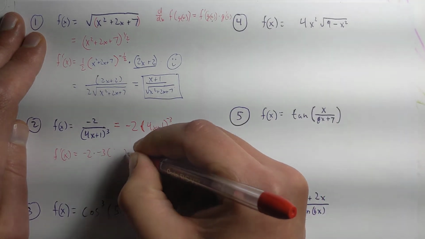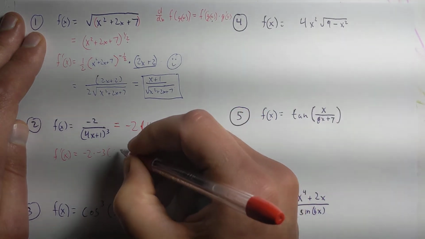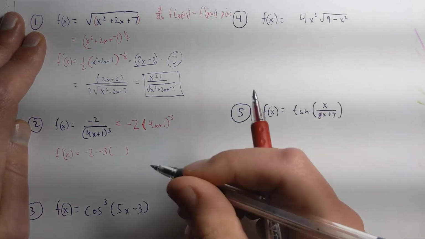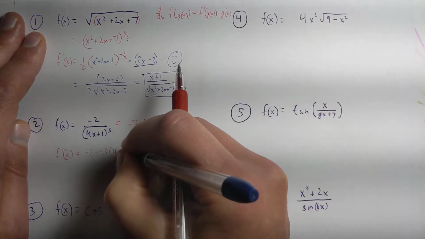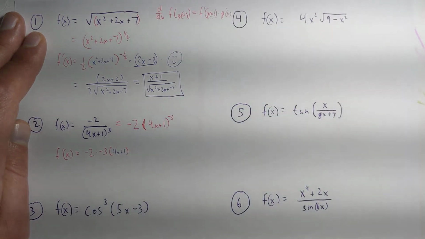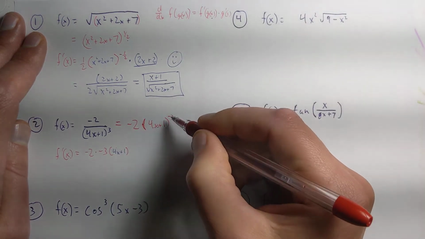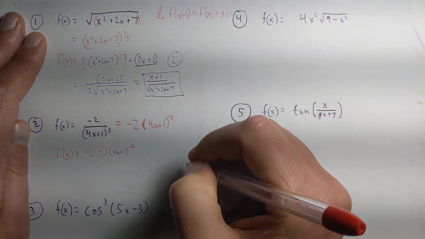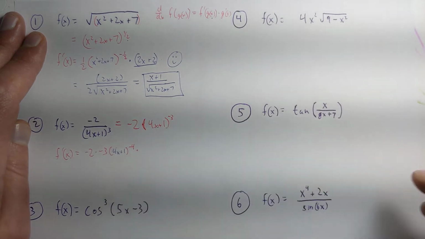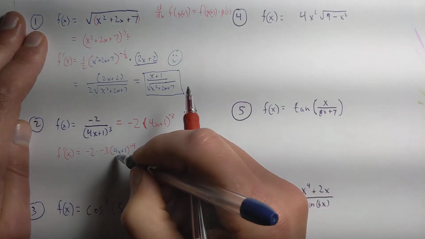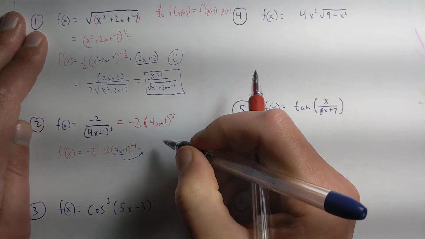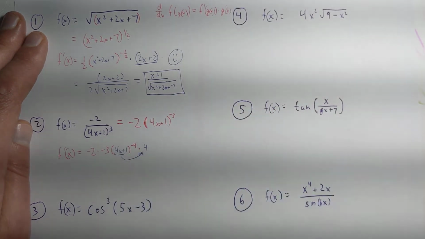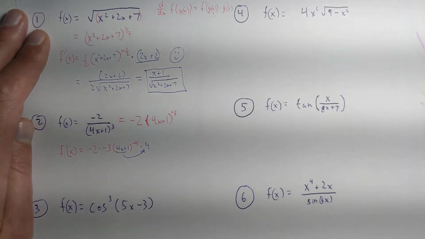I leave the inside alone. Inside is still going to be 4x plus 1. Subtract 1 from the exponent, so negative 3 becomes negative 4. Then I have to multiply by the derivative of the inside. Whoop. So the derivative of 4x plus 1 is just 4. And that's a perfectly acceptable answer.